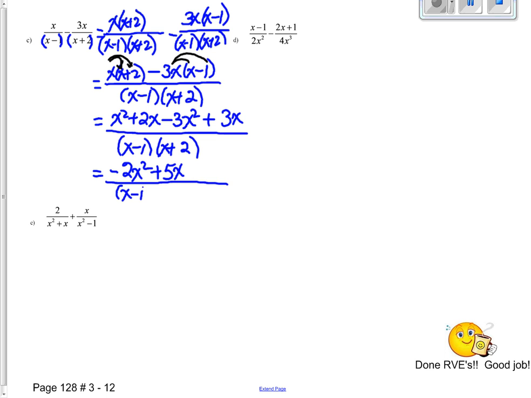By convention, we leave the bottom in factored form, and we state our restrictions. The restrictions come from that common denominator, so I'm looking at them right now. x minus 1 cannot be 0. That means x cannot be the number 1. x plus 2 also cannot be 0, so x cannot be the number negative 2.